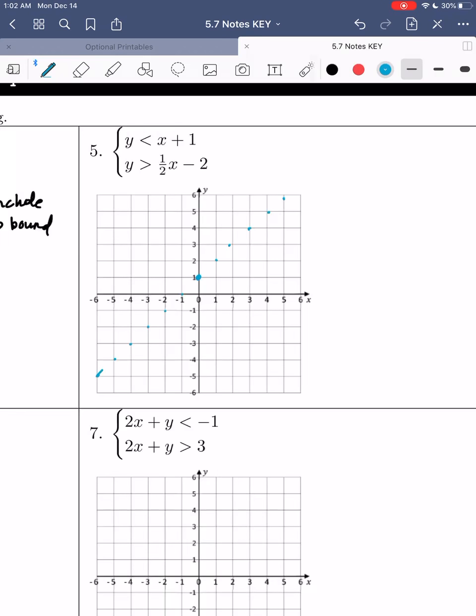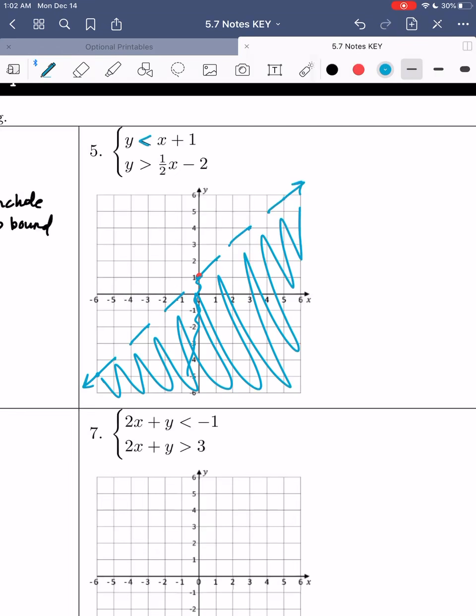Less than means I'm going to do a dashed line. It's like that. And then since we're doing less than, I look at where my y-intercept is, which is right here. And my smaller y numbers are down. So we're going to shade below this line. Shade this part. All right, that's my first one.